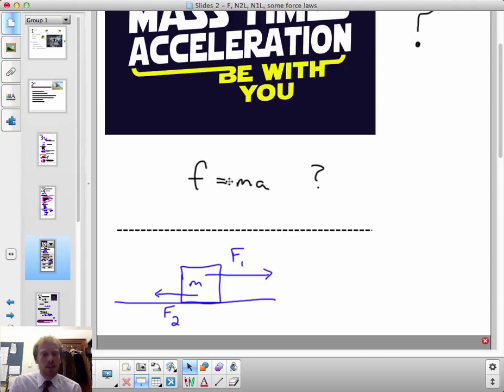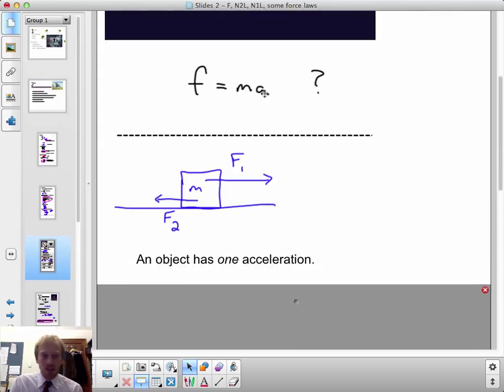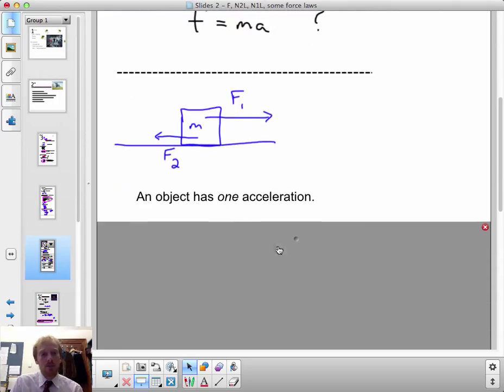Or I guess maybe I could ask, is the force F1 equal to the mass m times the acceleration of the block? Or is it this force that's equal to ma? Or what's up? An object only has one acceleration. You can't say the acceleration associated with that force is F over m, and then there's a separate acceleration from that force, and then those accelerations combine. An object only has one acceleration because it only has one position and one second derivative of that position.